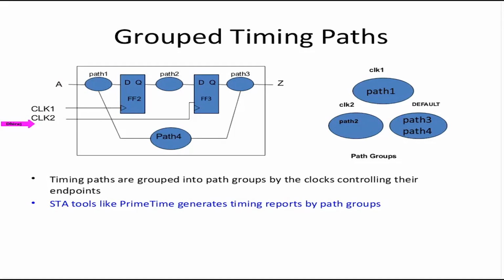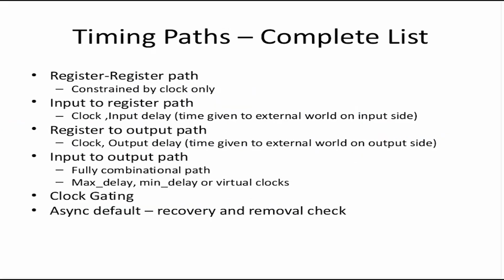So it will show the timing report within each path group. The complete list, we have seen register to register path. How are they constrained? By just defining the clock. We have seen this in Unit 3. Please review that. We will also see some equations in the following slides. Input to register path can be constrained by defining the clock and the input delay. Register to output paths are constrained by defining the clock and the output delay.